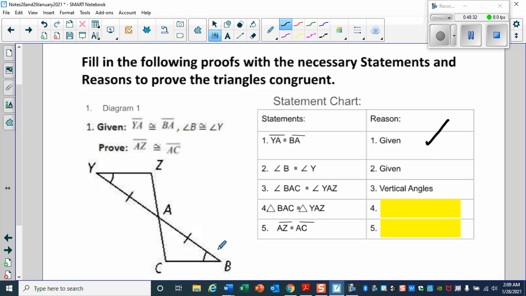Now they're saying angle B and angle Y are also given. But now, given this diagram, we can say that angle BAC, so we're going from B up to A and then down to C, is congruent to YAZ.